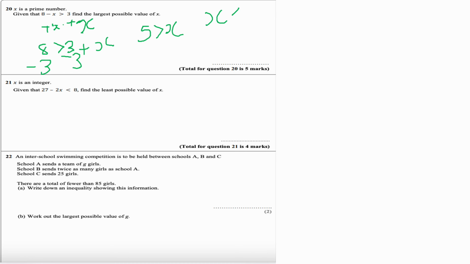Now the largest possible prime number from that, so a prime number has 2 factors, so it's going to be 2, 3. Okay, so it can't be 5 because it's got to be less than 5. So the largest one would be that x has to equal 3. Okay, so prime number, remember, has 2 factors. Okay, so 2 factors, 1 and itself. And they're my first few prime numbers.